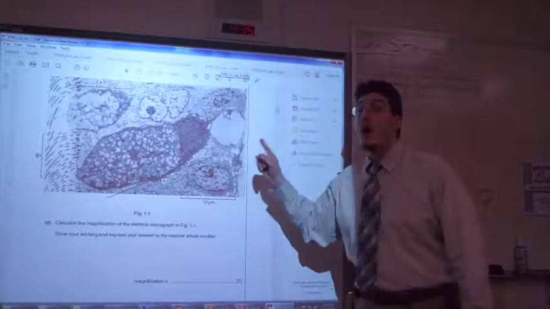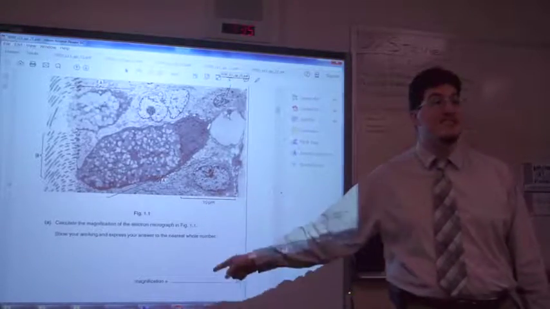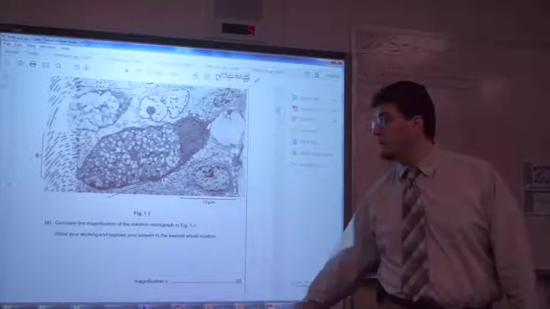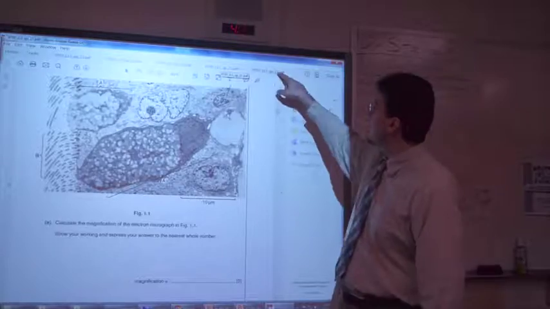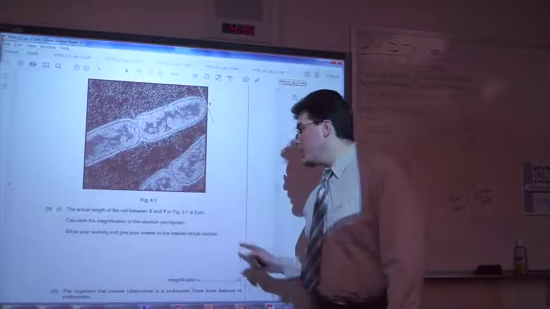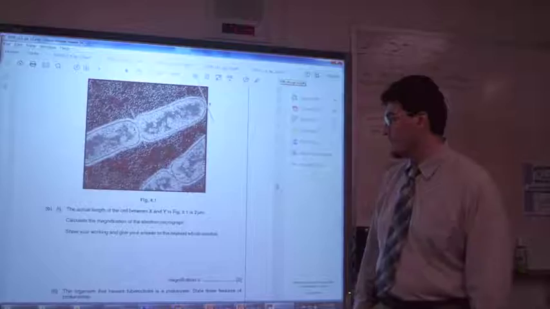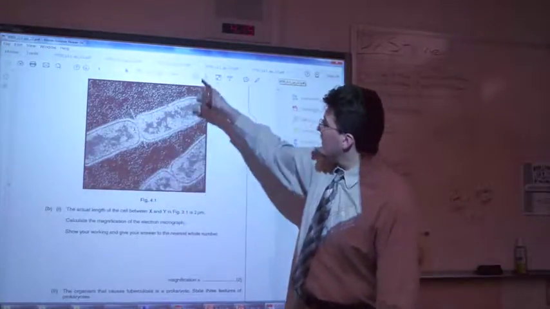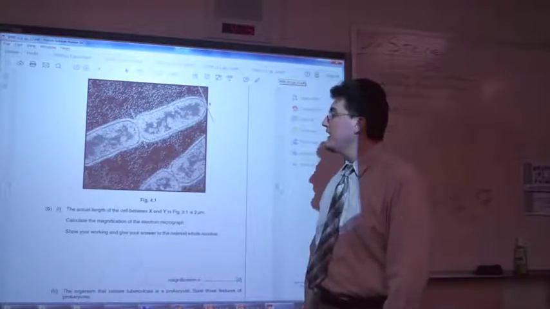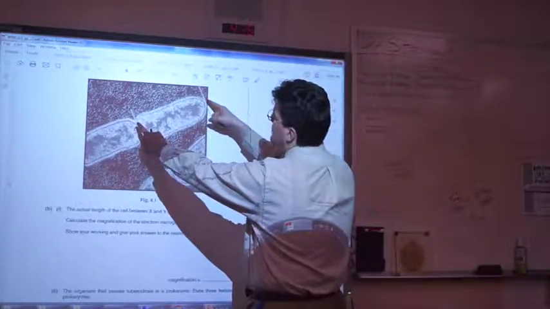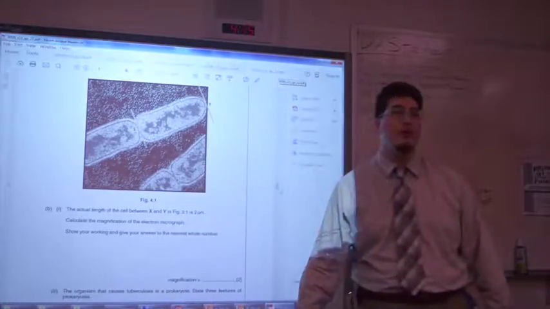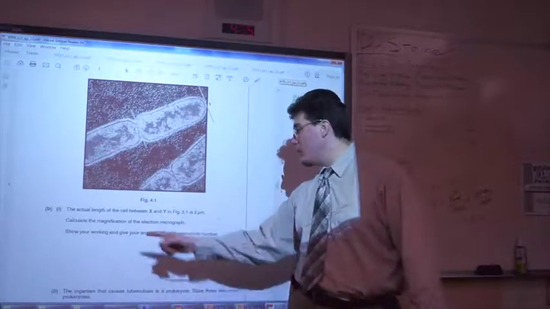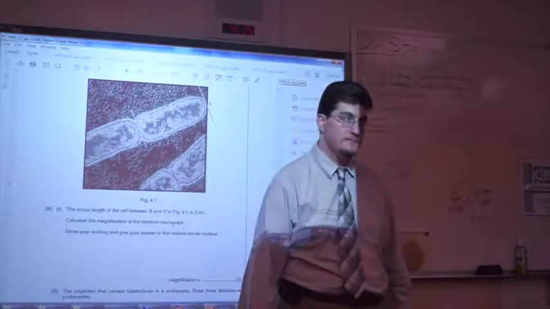All right? To the nearest whole number. If I put in a decimal or a fraction, I do not get full credit. I do not get 2 points. Show your working and give it to the nearest whole number. The actual length of the cell between X and Y is 2 micrometers. They give you this actual size between these 2 points, and they're expecting you to measure the image size.